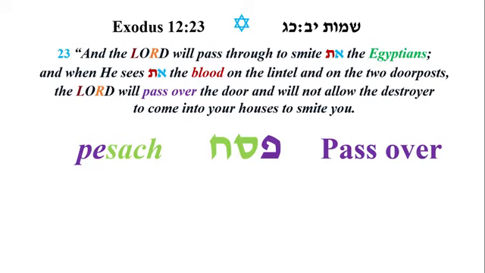Okay, Exodus 12:23. And Yahweh will pass through to smite the Egyptians. And when he sees the blood on the lintel and on the two doorposts, Yahweh will pass over the door and will not allow the destroyer to come into your houses to smite you. Okay, remember Moses said, let my people go. Pharaoh said, no. 9 plagues are sent.